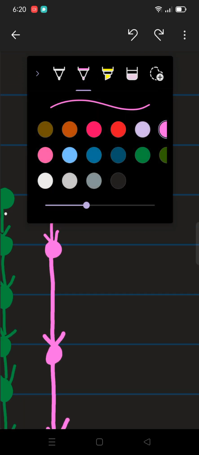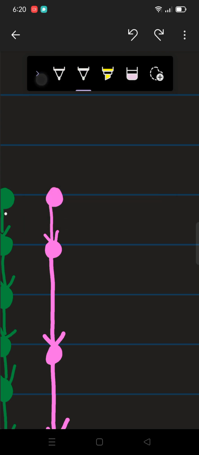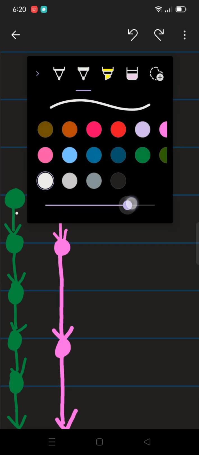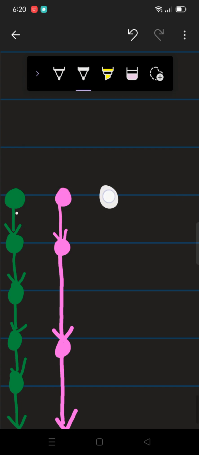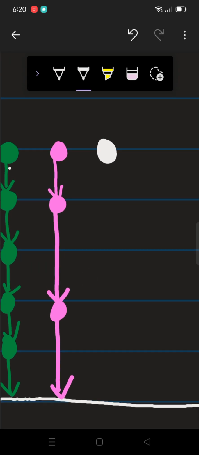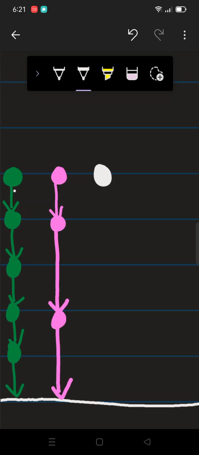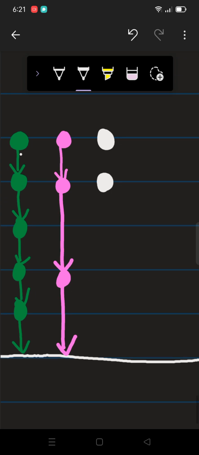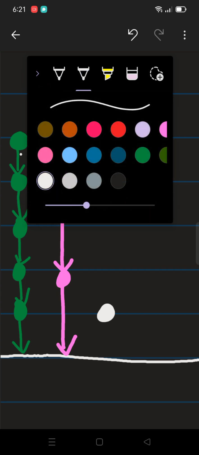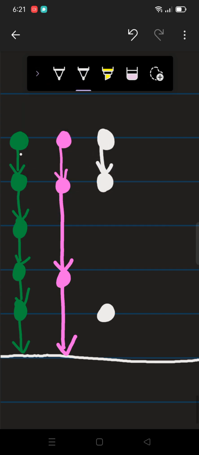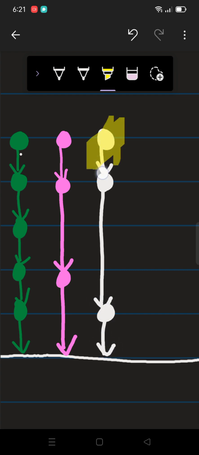Let's check more possibilities, right? I'm taking this color now, then I'm going to highlight this with the yellow one. So for example, I have an electron here, then it will come to this, right? And then it will not go to N3, however it will directly go to N2. Let's make these, right? 1, 2, 3. Let me highlight this.